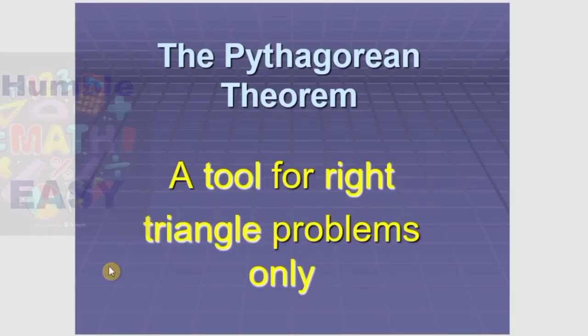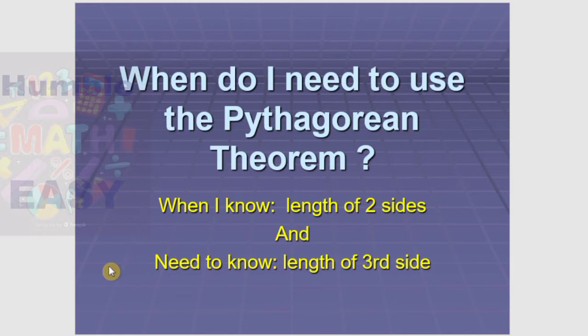As we use the Pythagorean Theorem, it is a tool for right triangle problems only. Take note, it is only applicable to the right triangle. Now, as we go through this discussion, when do I need to use the Pythagorean Theorem? If two sides of a certain right triangle are given and the third side is unknown, then we can apply the concept of the Pythagorean Theorem.